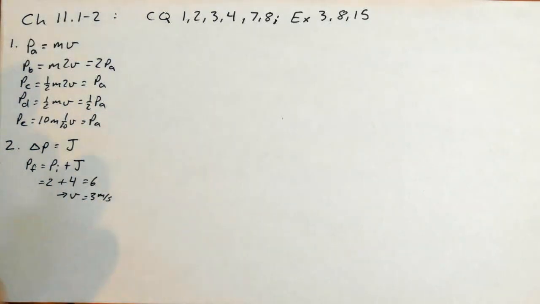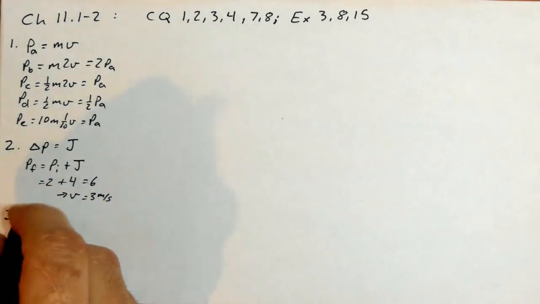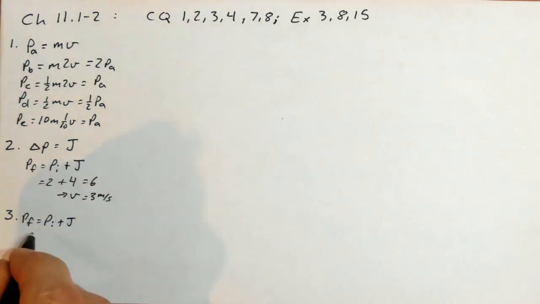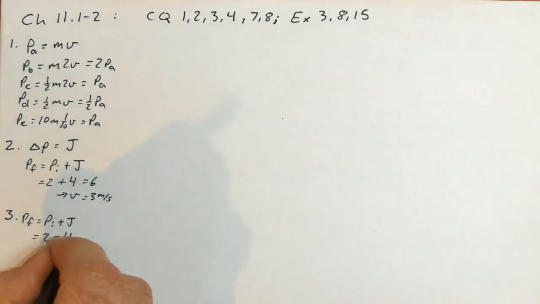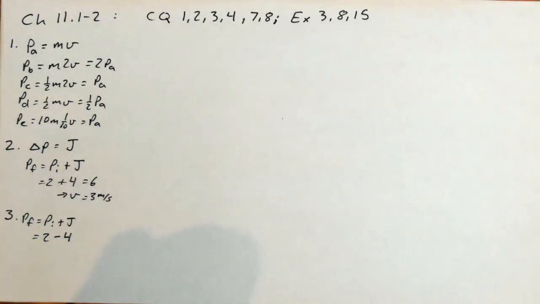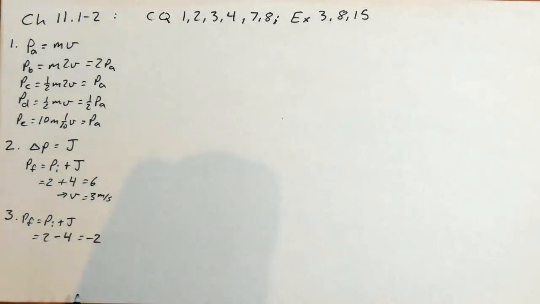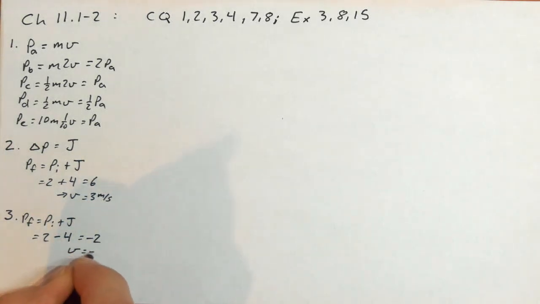Okay, so go apply that same idea to number 3. Okay, number 3, our initial momentum is the same, and it's moving to the right, but now we have a negative impulse of 4 Newton seconds. And so when we do this, we end up with a negative 2 kilogram meters per second. And that means it is moving to the left with a velocity of negative 1 meter per second, again, because the particle has a mass of 2 kilograms.